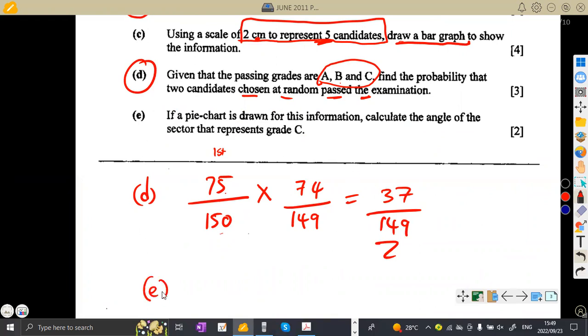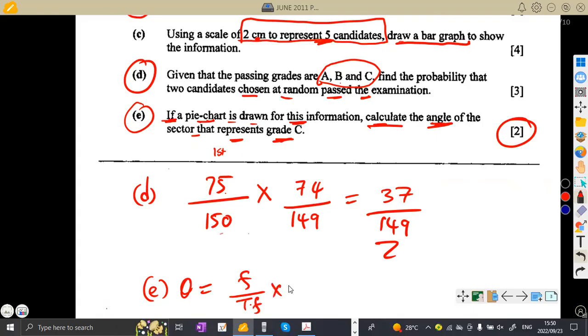The E part, we are now given, it's like we are assuming that, let's say, we are to have a pie chart. So they are saying if a pie chart is drawn for this information, calculate the angle of the sector that represents grade C. So you are not drawing a pie chart, you are just calculating the angle. Answer the question, guys. Okay, so remember, how do you find theta, which is the angle of a sector? We know that theta is the frequency over the total frequency times 360 degrees. That's how you calculate the angle of a sector.